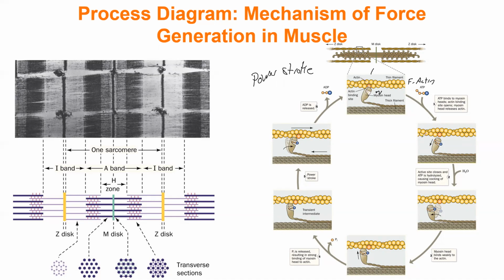So let's go through this process one by one. So step 1, ATP binds myosin. Once ATP binds myosin, myosin no longer binds actin. So myosin stops binding actin once ATP is bound to myosin. Once myosin is unbound from actin, it will hydrolyze ATP. So ATP at this step will go to ADP plus a phosphate.